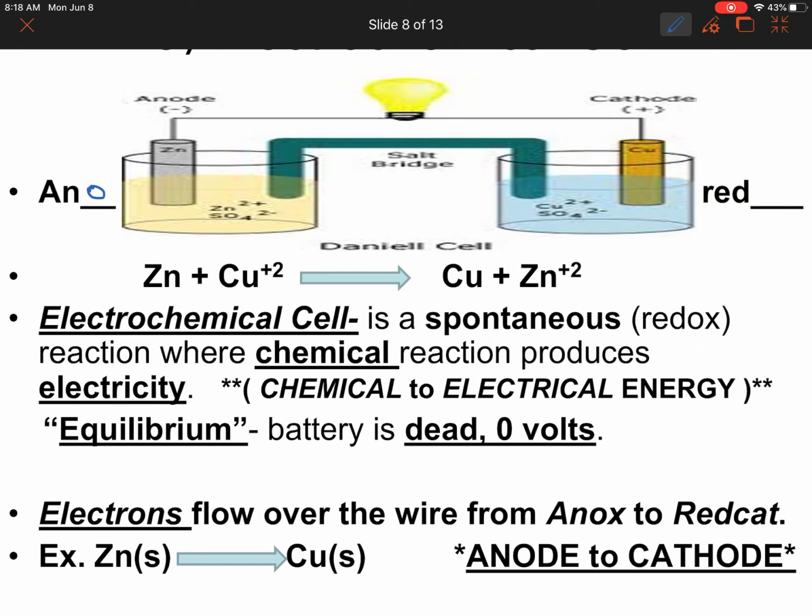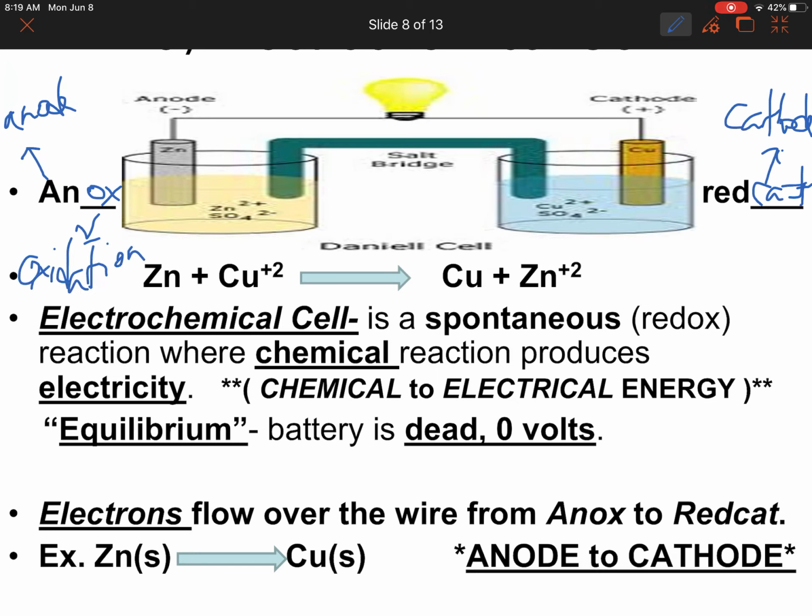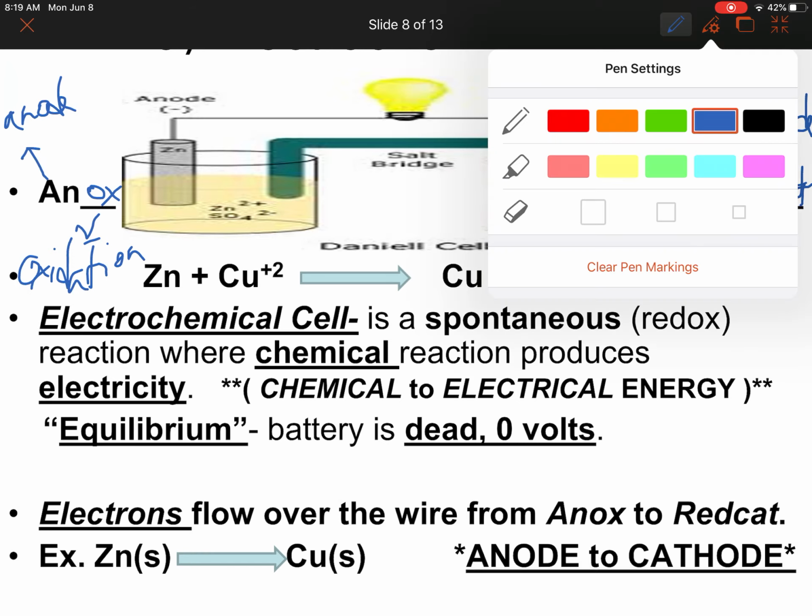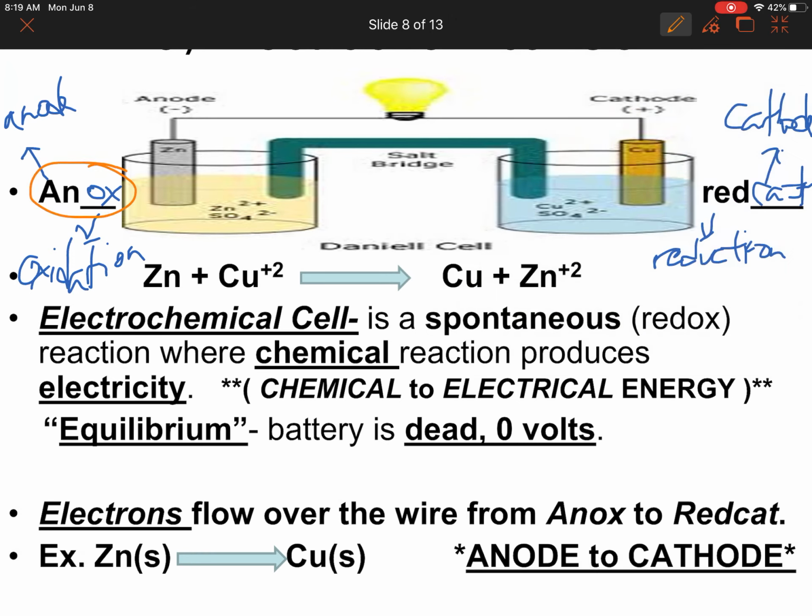Anox is an acronym for anode. There are two sides of a battery. There's the anode, and then red cat, the other side, is the cathode. Ox, well, you should know what ox stands for. That's abbreviated for oxidation. So if you memorize the words anox and red cat, you pretty much know all the answers. Red stands for reduction. So what does that mean? Well, oxidation occurs at the anode. That is your negative charge end, the negative end of the battery.